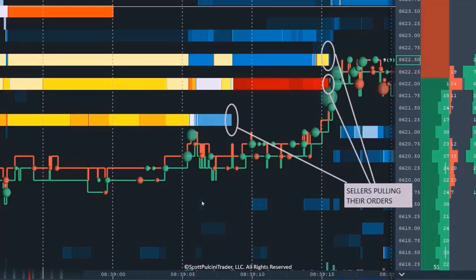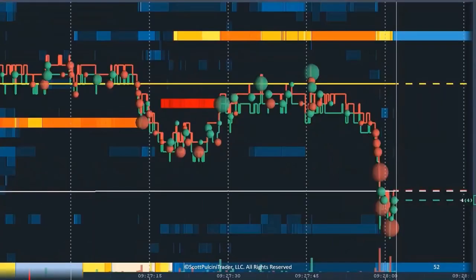Okay, when you see something like this, what does it mean? What it effectively means is that those sellers, they don't want to sell anymore. They placed those orders there to sell, but they changed their mind as the price came back up, and they changed sides completely, and they decided they want to be buyers instead of sellers. Okay, and you see it over here. Another example.